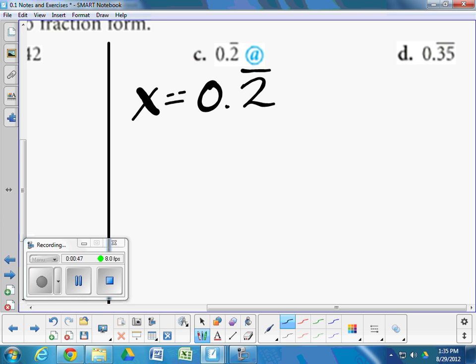Then you ask yourself, how many digits are repeating? Or, how many numbers is this bar over? 1. If the bar is over 1 digit, you multiply by 10. If the bar is over 2 digits, you multiply by 100. If 3 digits are repeating, you multiply by 1,000, and so on. Got the pattern? So we're going to multiply both sides by 10.